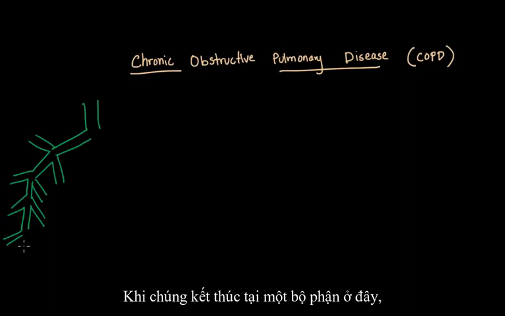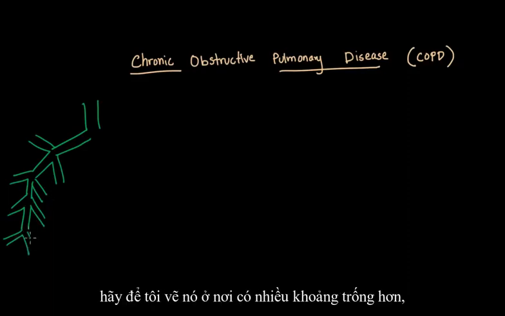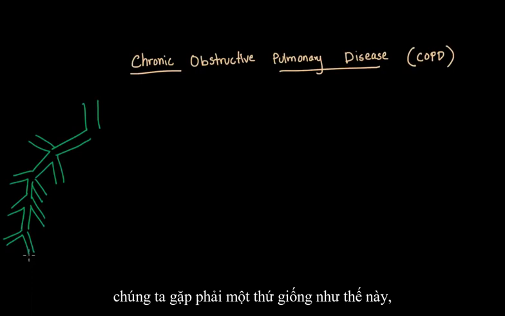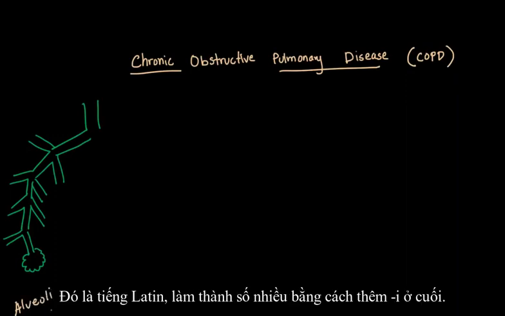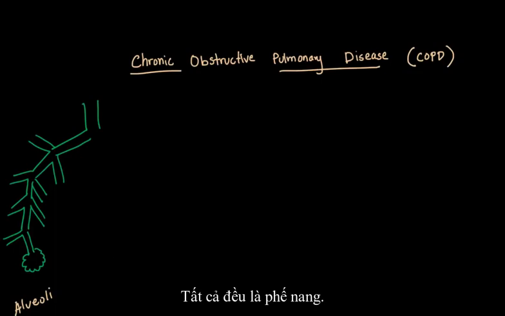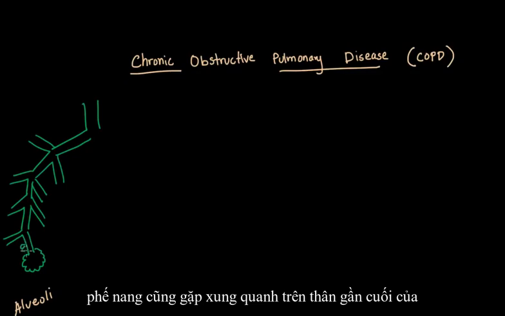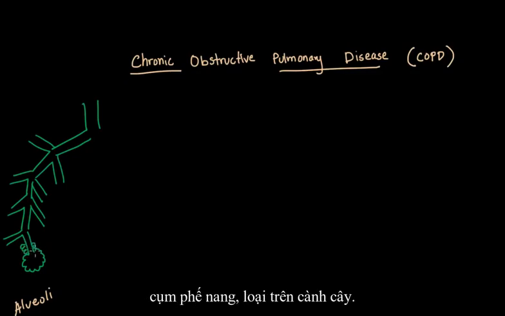And as they get to the end of a unit here, let me draw it where there's more space, we encounter something that kind of looks like this. It's kind of like a cluster of little bubbles. We call this the alveoli cluster. So alveoli is plural for alveolus. It's a Latin thing to make the plural into an I at the end. So all of these are alveoli, and in fact, aside from the cluster at the end, they happen around on the stem near the end of the cluster as well, kind of on the tree branch. And to get into the nitty-gritty, this is where emphysema happens.